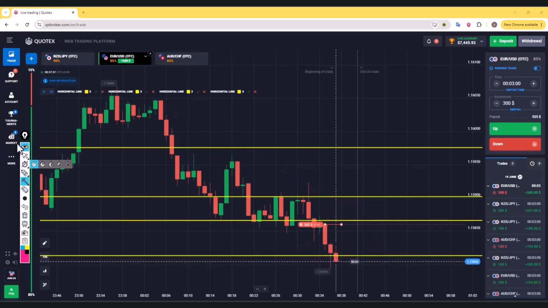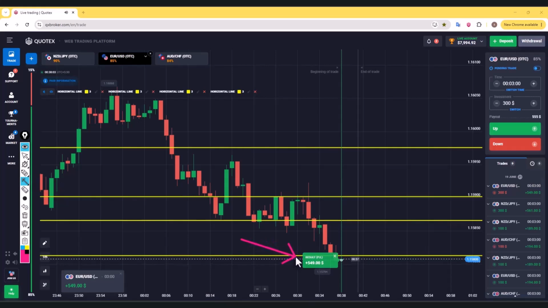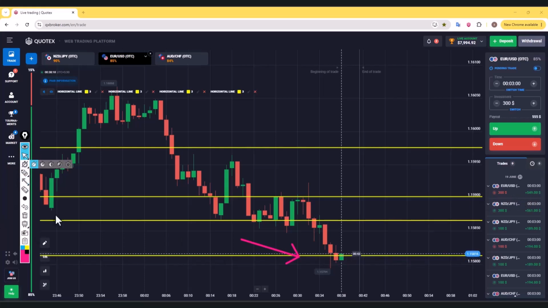And let's see what happens next. How nicely is it moving? The levels we drew, and this trade also closed with a profit. As you can see, it gave us a profit of $249, as you can see here as well. We recently opened a $300 trade on the platform, which successfully gave us a $249 profit in return.